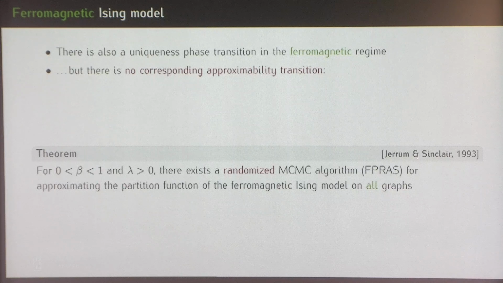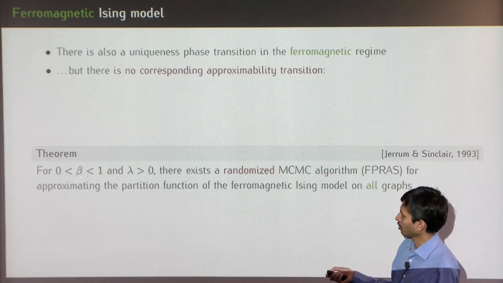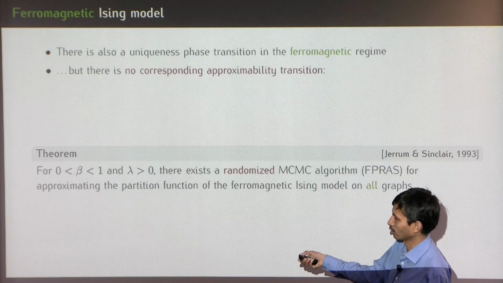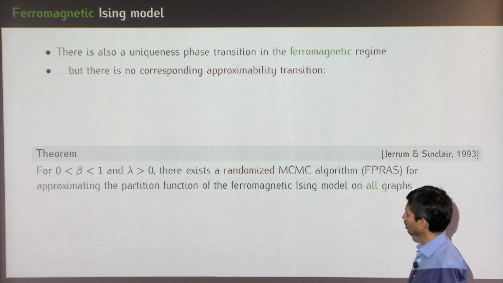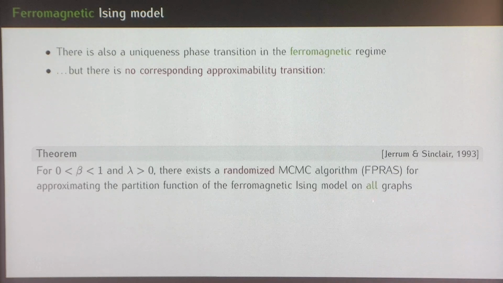So this is an old result of Mark Jerrum and Alistair Sinclair, that for any temperature parameter, as long as it's ferromagnetic, and any field parameter, there is a randomized Markov chain Monte Carlo based algorithm which will approximate the partition function of the ferromagnetic Ising model on any graph. It does not even require the graph to be bounded degree. So although this correlation decay phenomenon is still there on the tree, and it captured a complexity theoretic transition in the anti-ferromagnetic Ising model, it does not do so for the ferromagnetic.